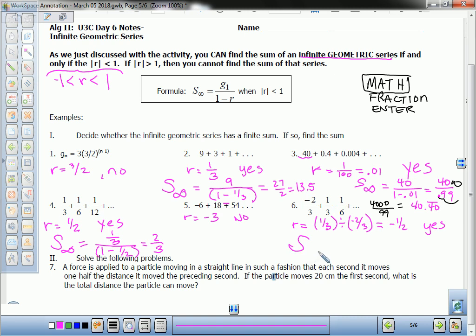So the infinite sum of this geometric series is the first term over 1 minus r. So -4/3.